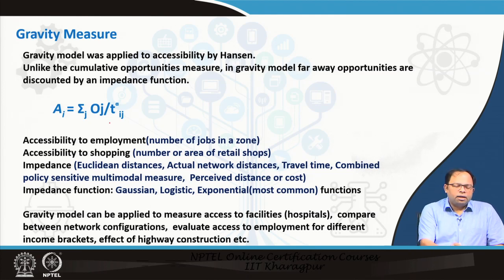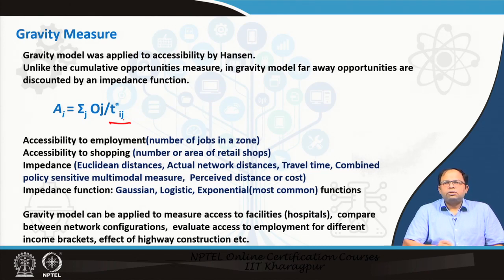So this is where we are formally introducing a Tij, even though we have seen some researchers use the travel time function not as an impedance. Generally the gravity measure takes the form where we have the opportunities divided by the travel time, which means travel time is basically an impedance. The farther away you go, the lesser the accessibility. The more opportunities you have, the more the accessibility, and the farther away you go, the lesser the accessibility.